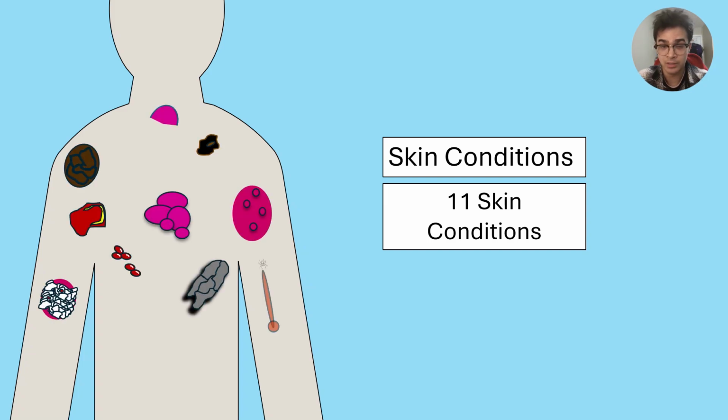This time, instead of covering the body systems, we're going to be covering skin conditions in Module 4. There's 11 conditions, and I'm going to divide them into categories to better understand them. So if we were to divide these 11 conditions into categories, our first would be skin growth.